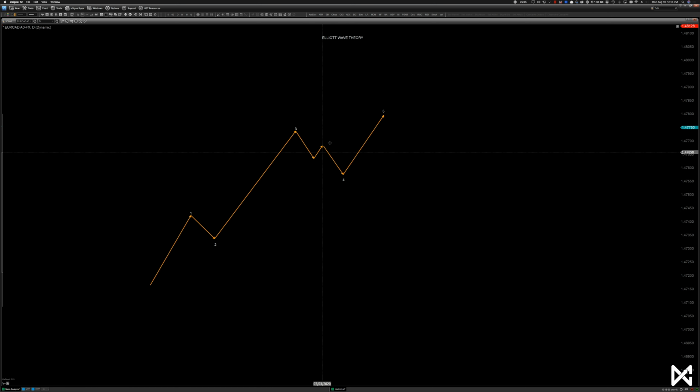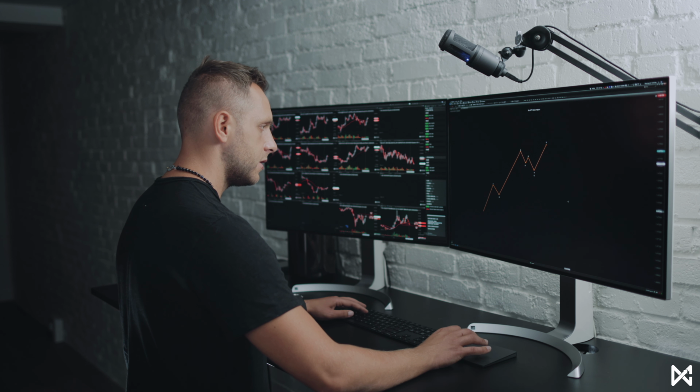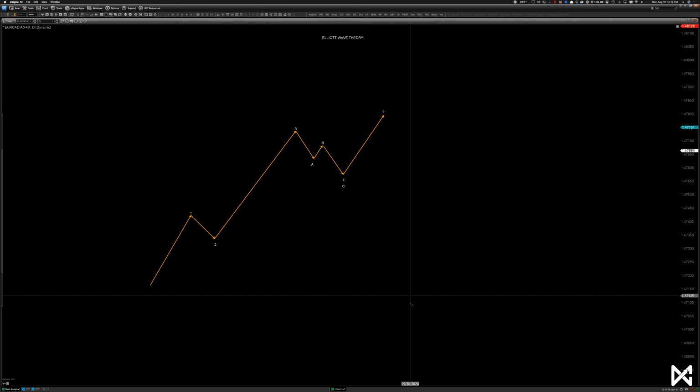When it comes to numbering, because the waves are typically numbered wave 1, wave 2, wave 3, wave 4, wave 5, so are the complex pullbacks themselves. So a complex pullback is an A, this would be a B, and this would be a C. And then the complex pullback finishes, and we begin a new wave 5. Now the same idea can apply obviously on a wave 2 pullback. So check it out. Let's start the same trend to the upside. So wave 1, wave 2 now turns into a complex pullback.